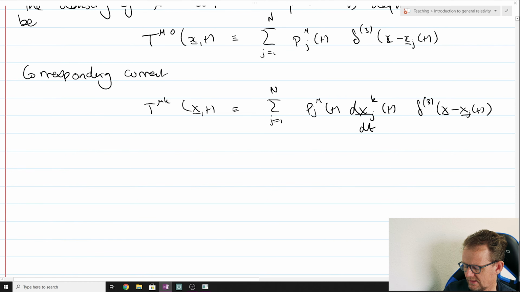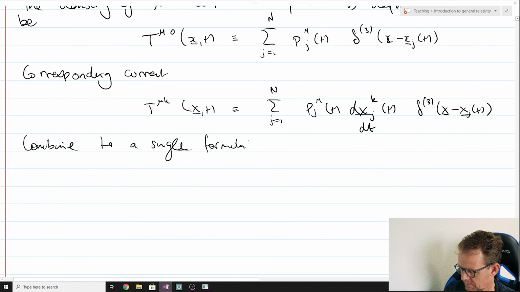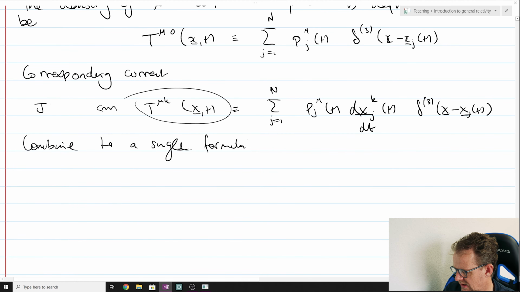And since we're looking at the k-th element of this current, we need to have a second index. So we can combine this into a single formula. But just before I do that, take a look at this thing here. This current here is the analog of J^k, the k-th component of J in the previous example. And this T^{mu 0} is the analog of epsilon, the density.